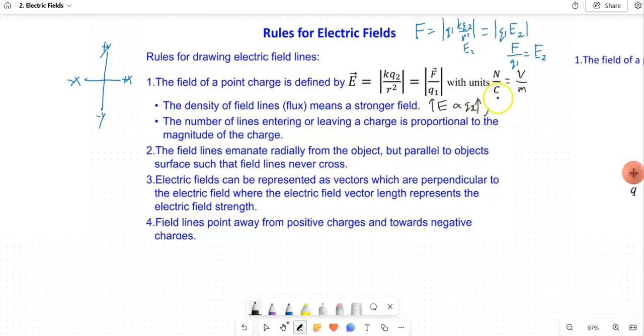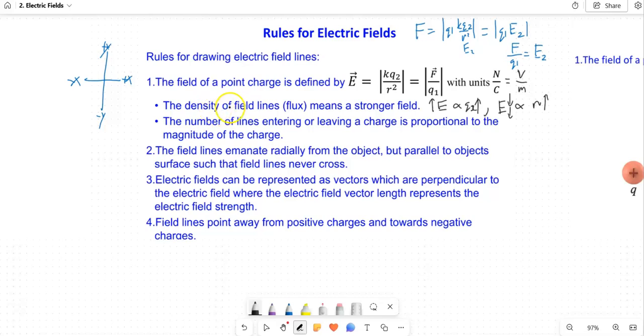All right. Now, distance is inversely proportional to the electric field. So if you are measuring the electric field further away, if R goes up, the electric field is going to drop by the square of that amount. Okay? So that's kind of what this means here.